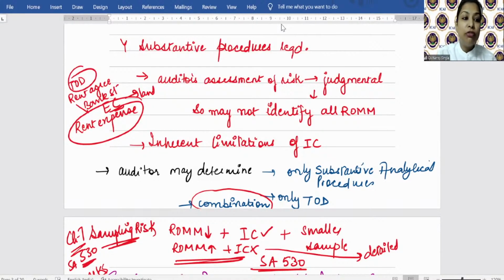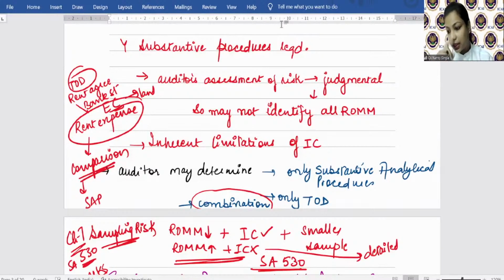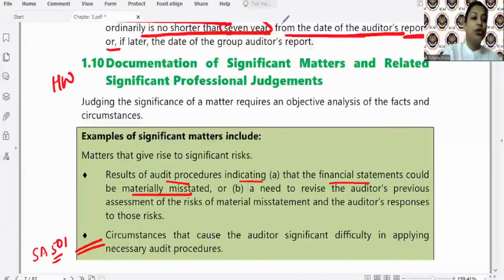He may also perform certain comparison. That is, what are the other companies in the similar area paying for the similar premises? So what is he doing? He is doing comparison. So what is this? This is substantive analytical procedure. Clear, Mr. Nagaraju? Is it clear? Okay. So where were we?